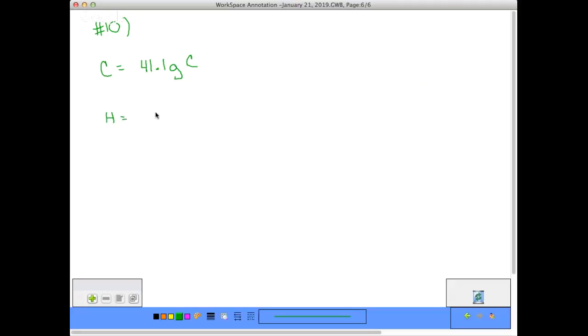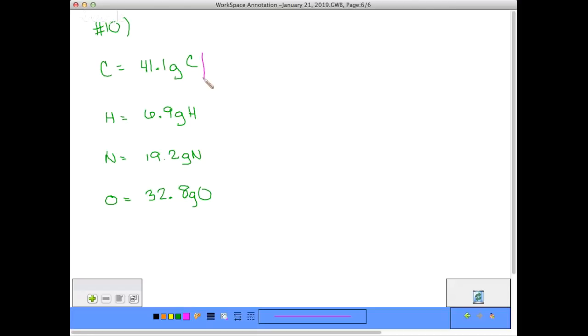I have 6.9 grams of hydrogen. I have, whoops, let me go back. Let me label this before I write this down. I have nitrogen, and I have 19.2 grams of nitrogen, and I have oxygen, and I have 32.8 grams of oxygen. So again, the big thing with this is that these were originally percentages, but I assume that I have a 100-gram sample, and so that helps me figure that out.